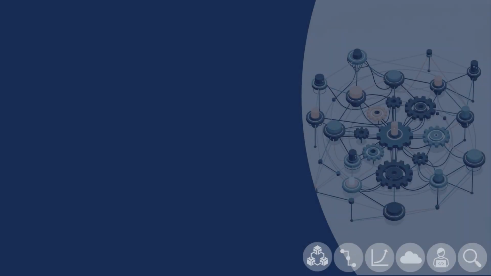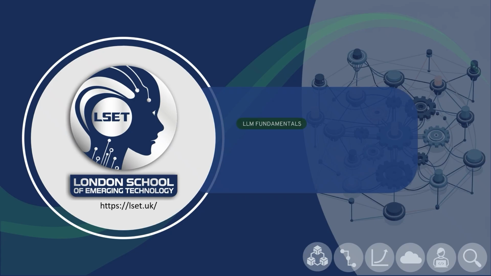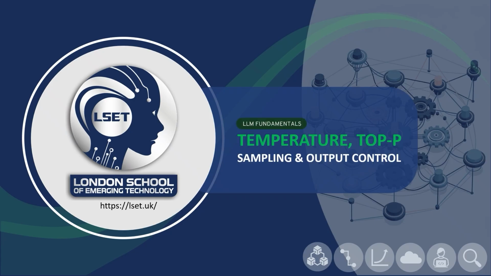Welcome to this module on temperature, top P sampling and output control. In the previous modules, we explored how large language models understand prompts and generate responses. Now, we'll learn how to control the way those responses are created. In this session, we'll discover how temperature influences creativity, how top P sampling controls word selection, and how both parameters work together to produce outputs that are more accurate, consistent, or creative based on your needs.